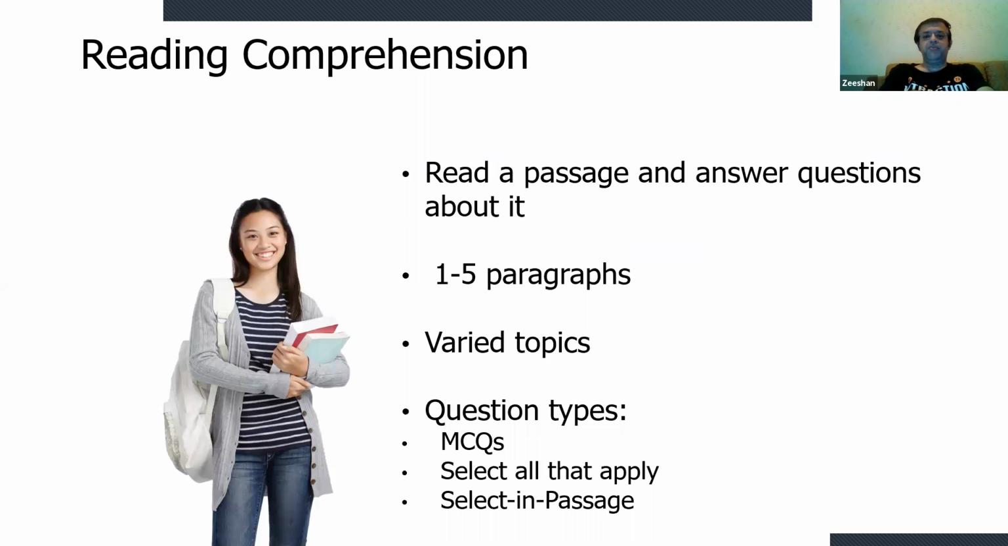Okay, so in reading comprehension, you will have either one paragraph, two paragraphs, up to five paragraphs. The topics are varied, so you can get a topic from music, environment, astronomy, engineering, business. Don't worry about it. The question types are MCQs, in which one answer choice is correct. Then you have select all that apply, and then a kind of question in which you will not be given the answers, but you have to go back in the passage and select a statement that you think is the correct answer choice. When you click on that statement, it will get highlighted. So that would be your answer.